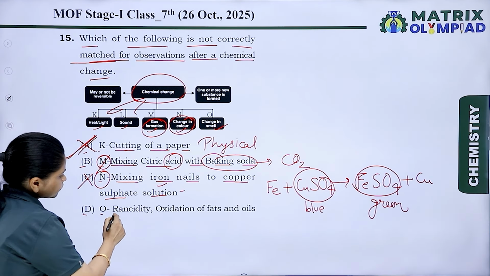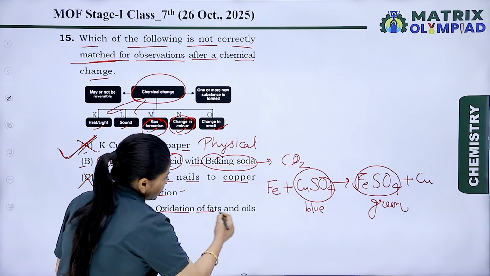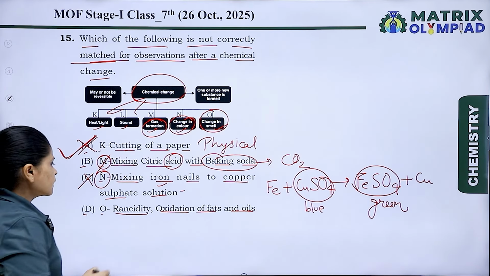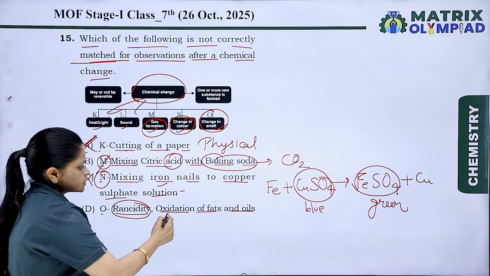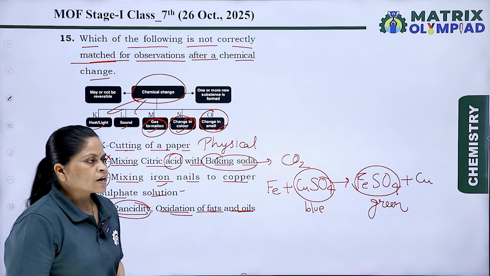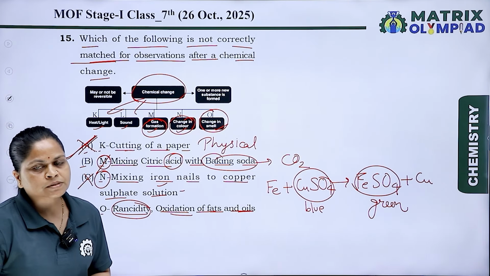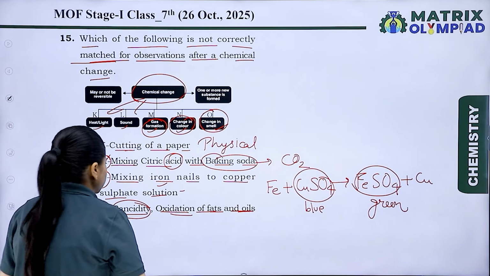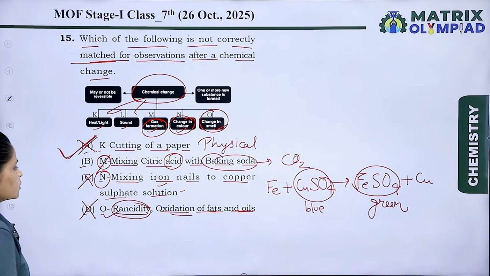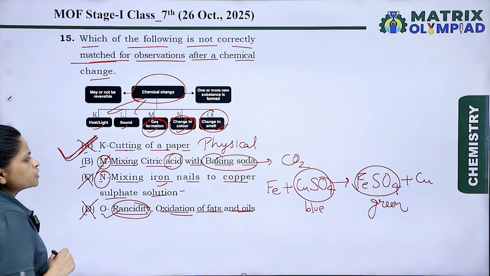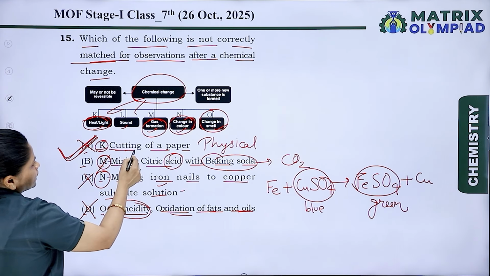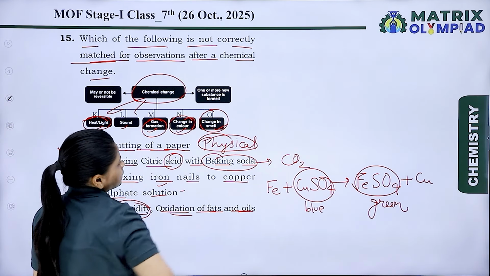D. O. Rancidity, oxidation of fats and oils. Here O is change in smell, and as we know rancidity is the oxidation of fats and oils, and after the oxidation of fats and oils the substances give bad smell and bad taste. So this is also correctly matched but not the correct answer. So the correct answer is option A, which is not matched with K, as K is heat and light, but cutting a paper is a physical change.